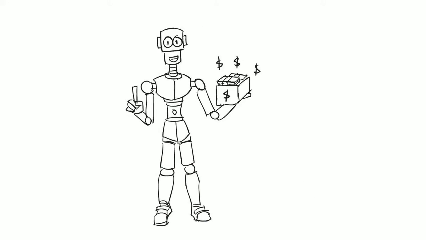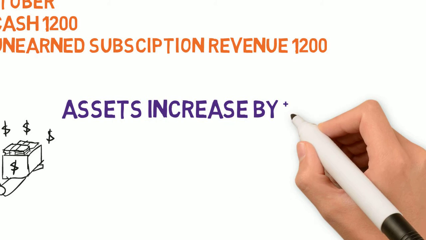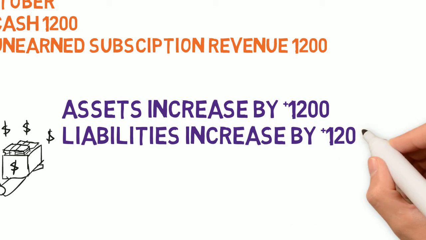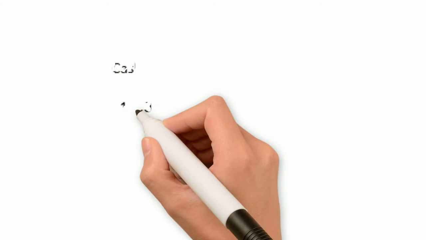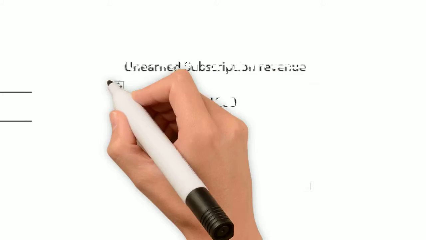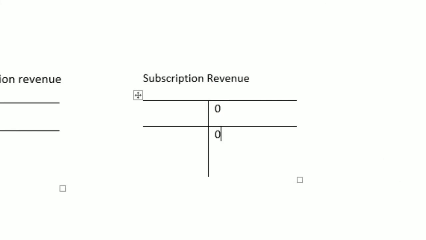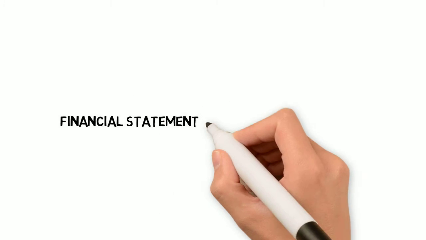This would mean that assets increased by $1,200 and liabilities increased by $1,200. Relevant T accounts would be as follows: debit cash $1,200, credit unearned subscription revenue $1,200, and credit subscription revenue 0 because we haven't received anything yet. Financial statement at the end of each month.